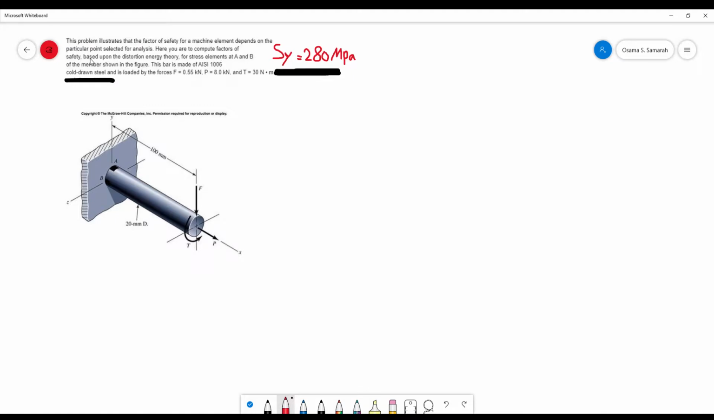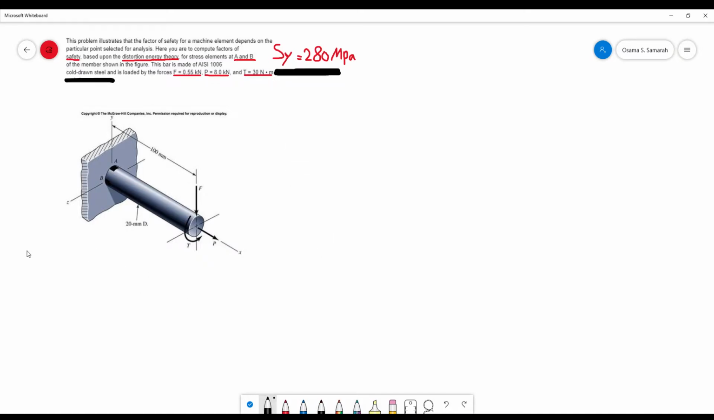In this problem, we are asked to find the factor of safety using the distortion energy theory for elements A and B of the bar. The bar is made of AISI 1006 cold-drawn steel. Here you have the yield strength, which is equal to 280 megapascals, and the force F is equal to 0.55 kilonewtons, P is equal to 8 kilonewtons, and torque is equal to 30 newton-meters.